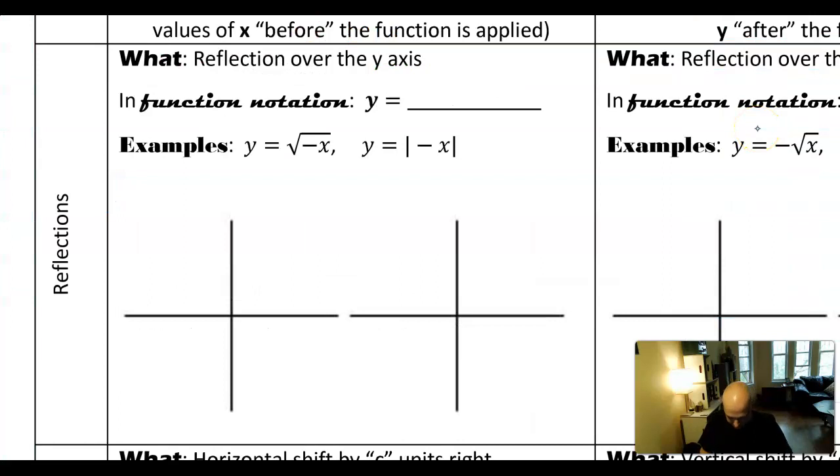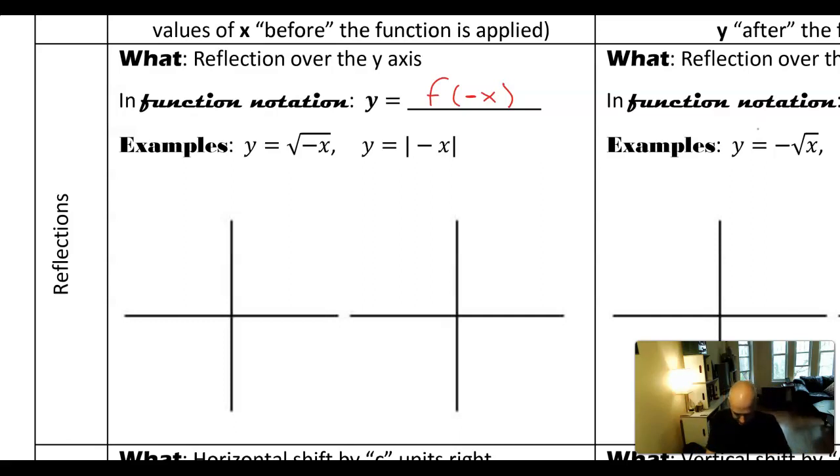So the first transformation is going to be a reflection of the function over the y-axis. In function notation, we see this as f of negative x, or opposite x. So what that's going to do is whatever x value you put in, it's going to take its negative before the function is applied. Here are 2 examples. The square root of negative x and the absolute value of negative x.